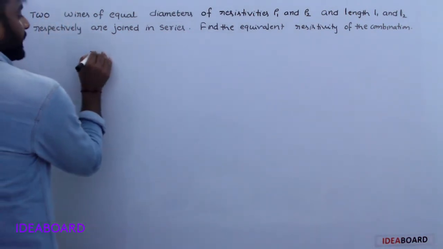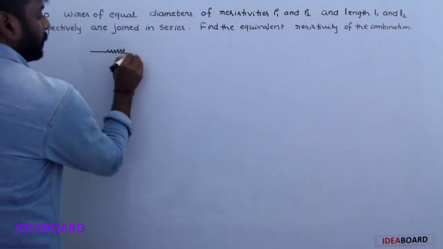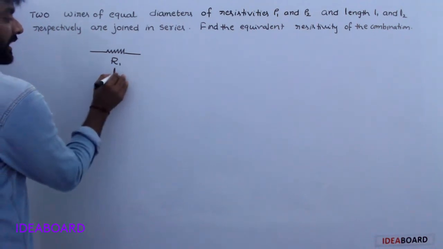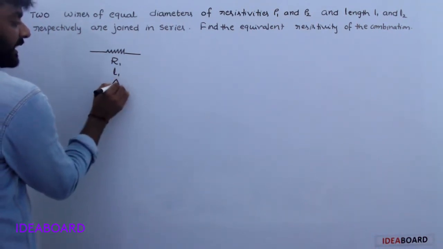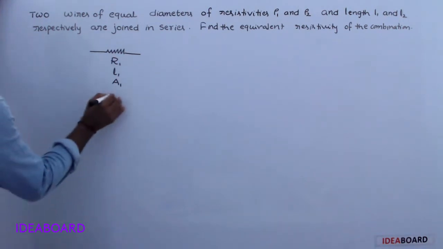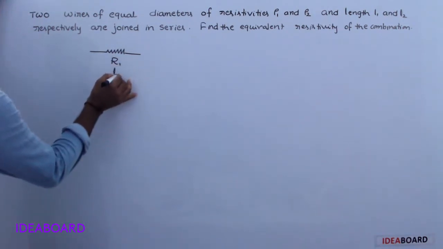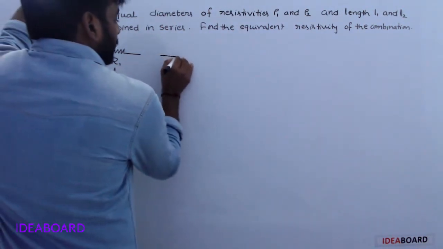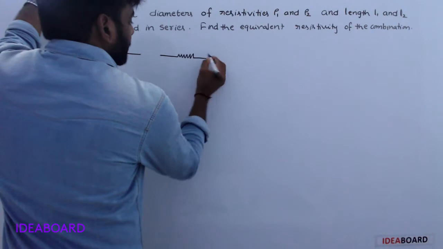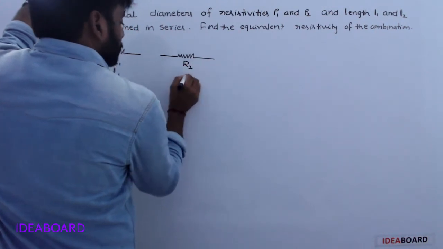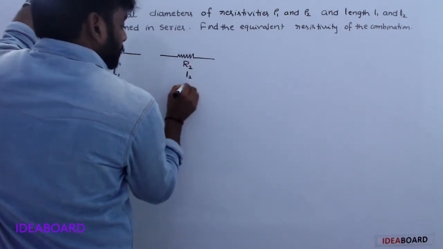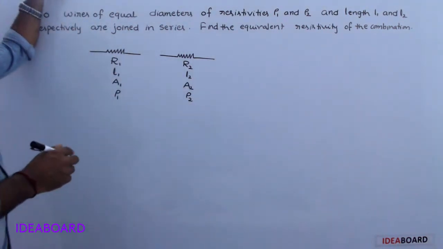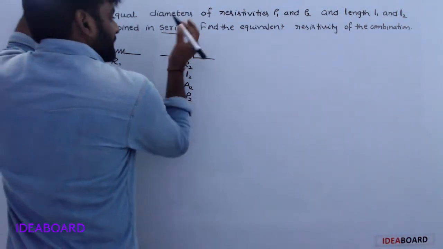One of the wires has resistance R1, length L1, area A1, and resistivity rho 1. The second one has resistance R2, length L2, area A2, resistivity rho 2. These two are connected in series.